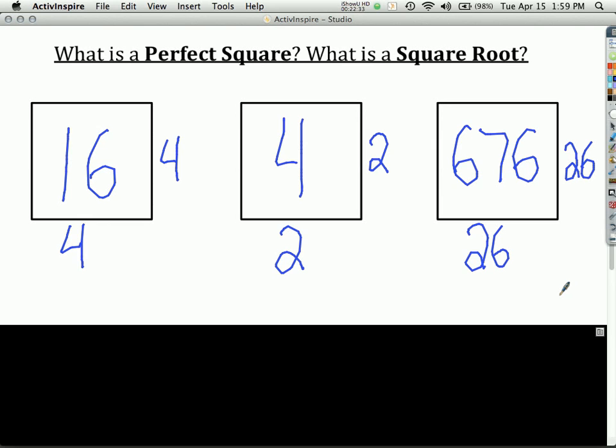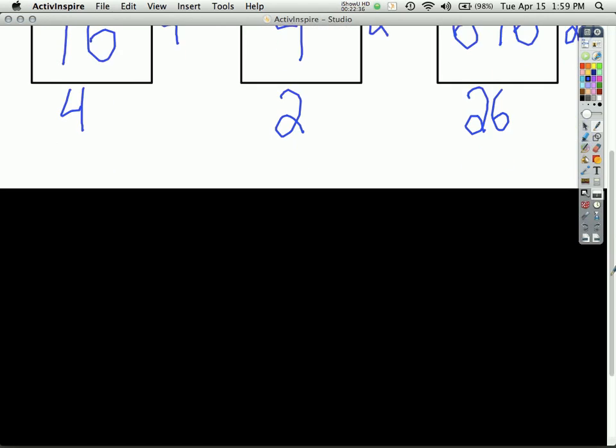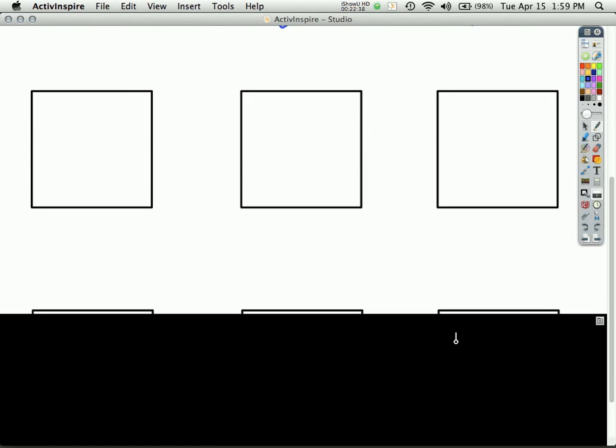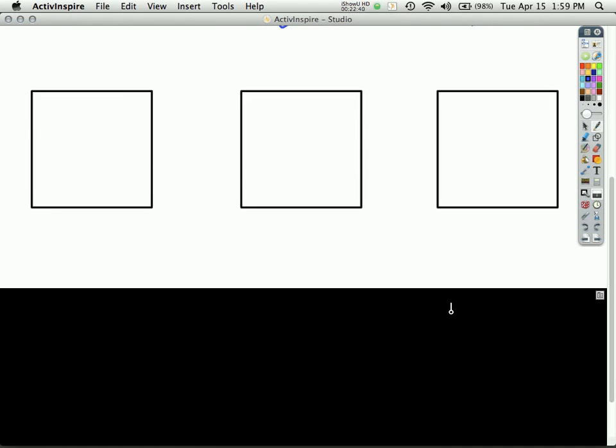Okay, so now we're going to shift gears but use the same idea. So everyone draw another square. Now I'm going to choose the next one.